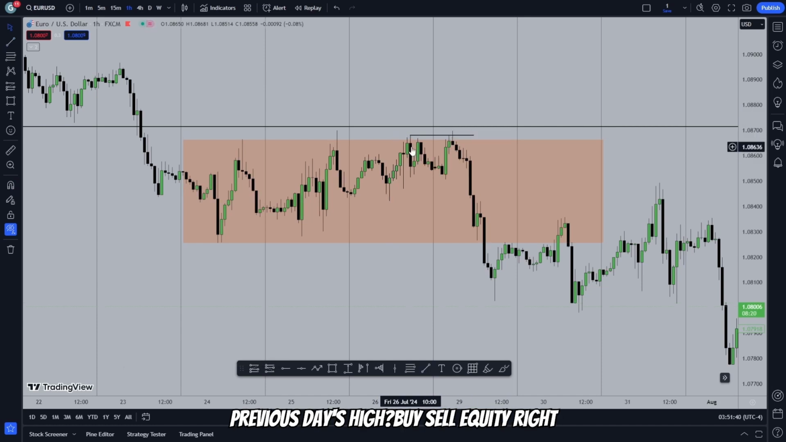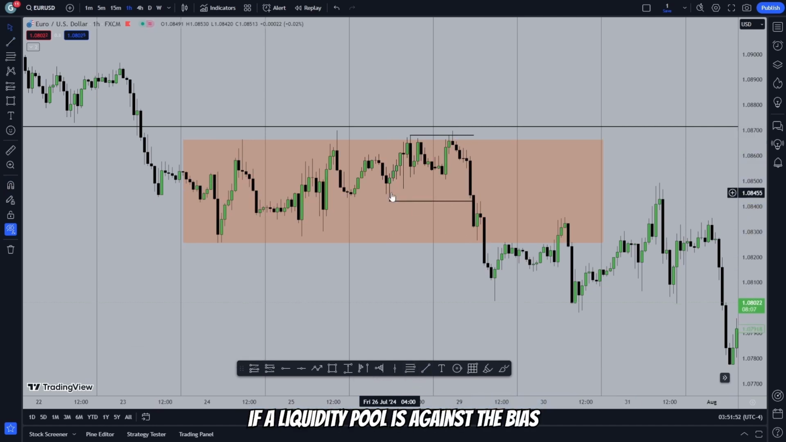What's at the previous day's high? Buy side liquidity. And what's below the previous day's low? Sell side liquidity. So over here it's a liquidity raid, and over here it's a liquidity run. If a liquidity pool is against the bias, for example over here the sell side liquidity is against the bias because the bias is bearish, then the liquidity run will happen. It will just pull price like a magnet. It will not do like this, which happened over here, a liquidity raid, where it just tapped and fell down.